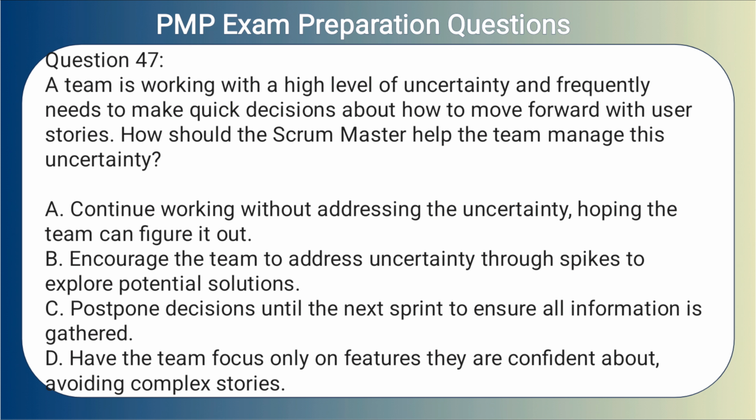Question 47. A team is working with a high level of uncertainty and frequently needs to make quick decisions about how to move forward with user stories. How should the Scrum Master help the team manage this uncertainty? A. Continue working without addressing the uncertainty, hoping the team can figure it out. B. Encourage the team to address uncertainty through spikes to explore potential solutions. C. Postpone decisions until the next sprint to ensure all information is gathered. D. Have the team focus only on features they are confident about, avoiding complex stories.